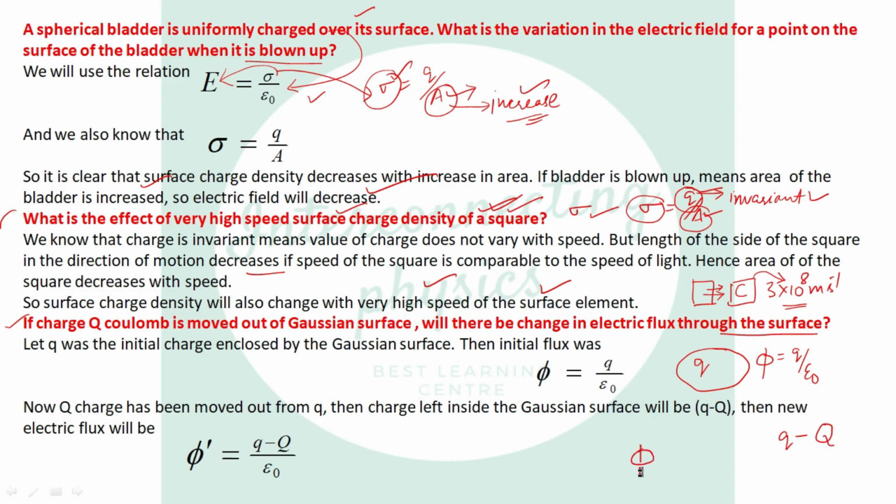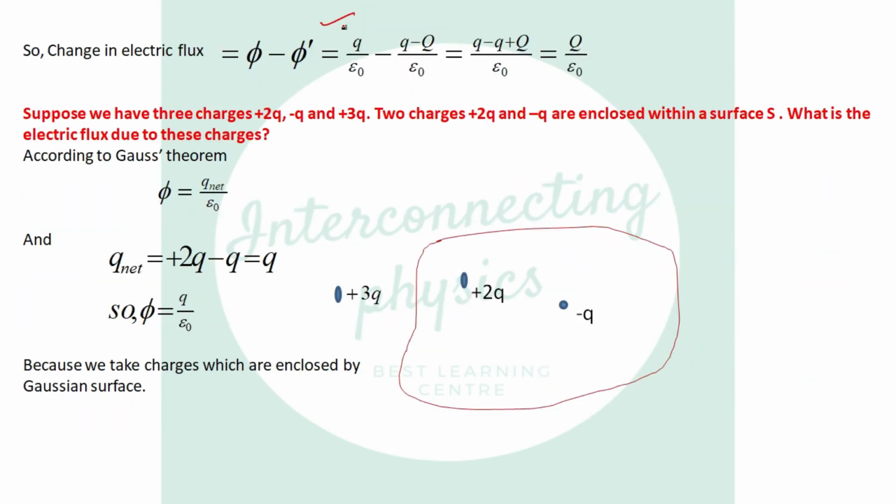So the new flux will be phi prime equals q minus Q over epsilon naught, because Gauss theorem says that the total electric flux is always 1 over epsilon naught times the charge enclosed. This time the enclosed charge is q minus Q. So what will be the change in electric flux? Phi minus phi prime, because phi was more and phi prime is less as some charge has been moved out. So phi minus phi prime will be q over epsilon naught minus (q minus Q) over epsilon naught, and the result is capital Q over epsilon naught.